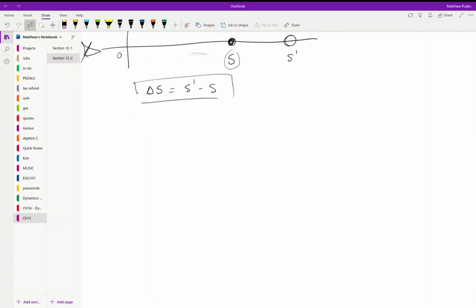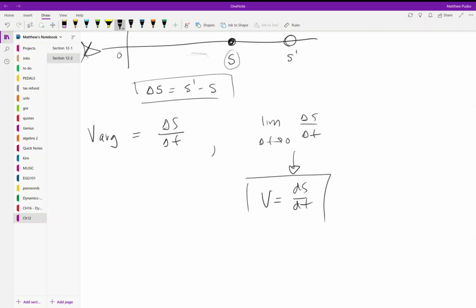Okay, if we take this delta S and divide it by the amount of time that's passed, we're going to get our first definition, and that's our average velocity. So what if we take this one step further? Let's take the limit as delta t goes to 0 of delta S over delta t, and we're going to get our instantaneous velocity definition, which we will use much more often as a derivative of position with respect to time. Alright, we're going to hold on to that one. It's our equation number 1. I'm going to use it to derive some other equations in a moment.